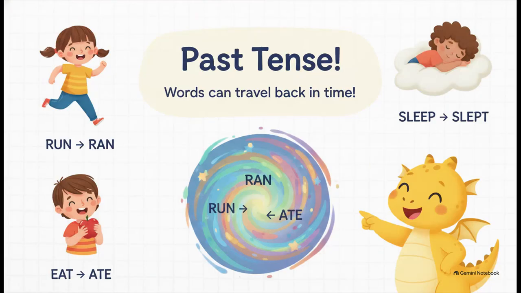Now, if we want to travel back in time, we need to focus on a very specific kind of word. We use verbs. And what exactly is a verb? Well, it's an action word. These are the words that show what we're actually doing. Running, playing, sleeping, eating, the whole shebang. And the coolest part is that these action words actually change their shape when we take them time traveling. Let's look at how that works.